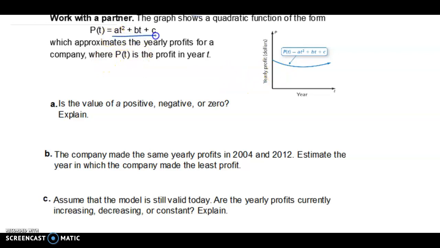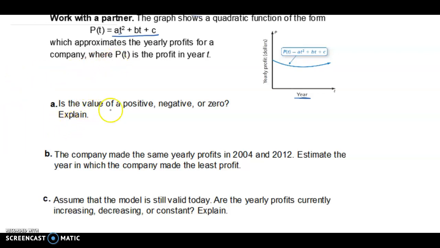So remember, quadratic functions is ax squared plus bx plus c, or in this case it's at squared plus bt plus c. You'll see t used a lot when you're talking about time. So of course down here along the x-axis we're talking about years. So that's probably why the author used a t rather than an x. Alright, so we're approximating yearly profits for a company.